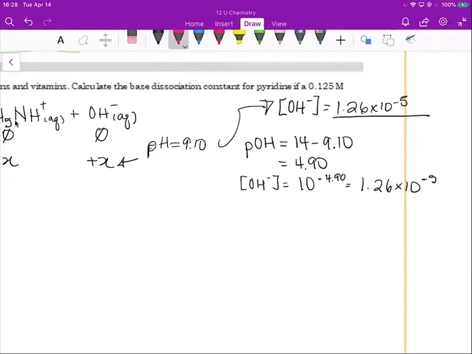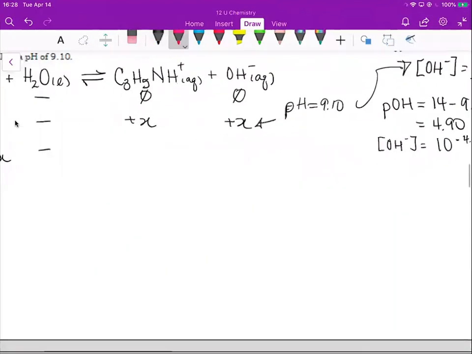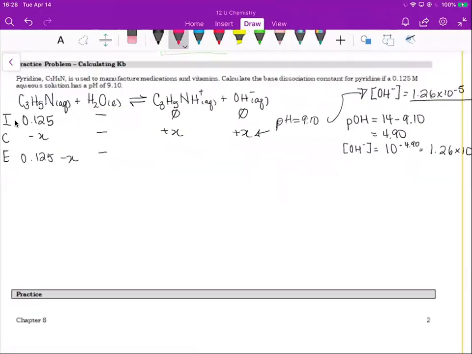So over here, instead of putting that X, I'm going to put in the information that I already know. It's 1.26 times 10 to the minus 5, 1.26 times 10 to the minus 5. And let's figure out what this value is. 0.125 minus 1.26 times 10 to the minus 5. 0.124987. Now I'm going to leave as many decimal points as I want and just round my final Kb value.